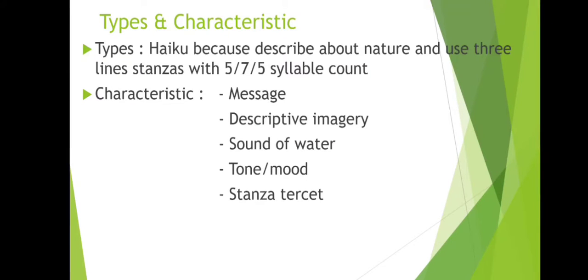Haiku is the type of this poetry entitled The Old Pond, because this poetry describes nature and uses 3-line stanzas with a 5 syllable count. And the characteristics of this poetry are message, descriptive imagery, sound of water, tone or mood, and stanza tercet.